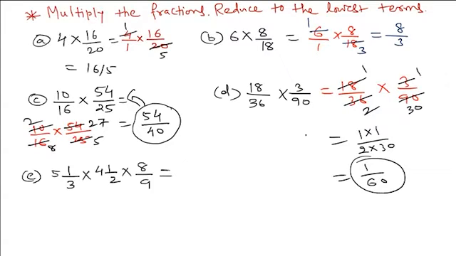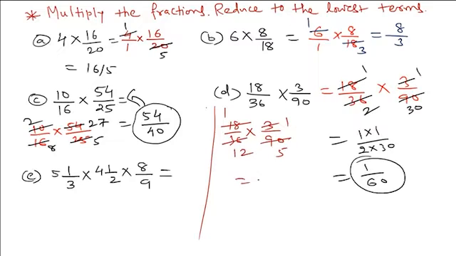Or in another way you will find it. Look here. I will tell you how to solve this. Here the question is given to you: 18 by 36 multiplied by 3 by 90. So 18 1s are 18, 18 5s are 90, 3 1s are 3, 3 12s are 36. So it is 1 by 12 multiplied by 5 is equal to 1 by 60. In both ways you can solve it. This is a very important part.